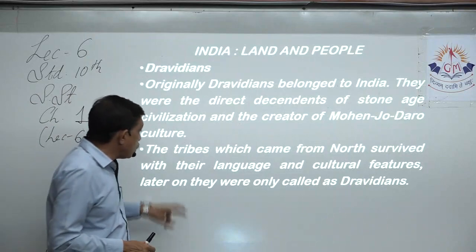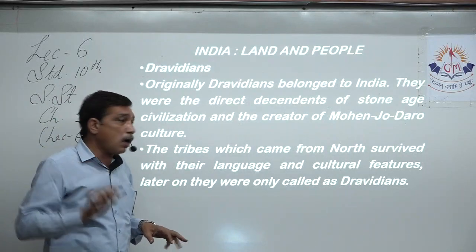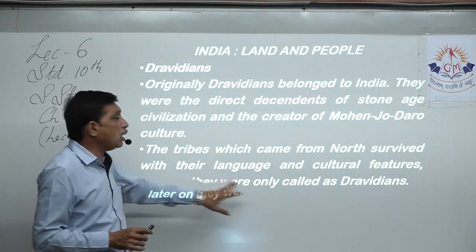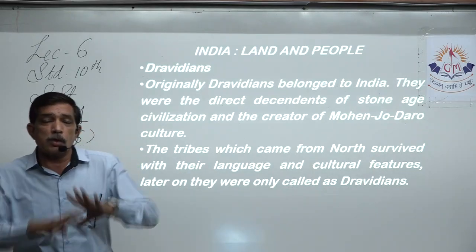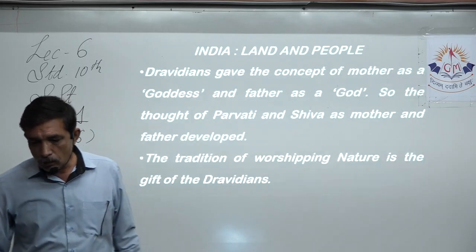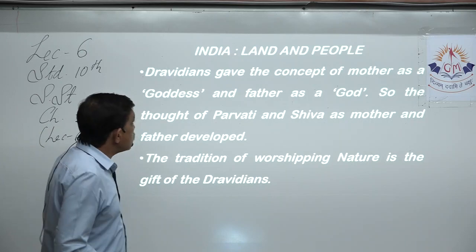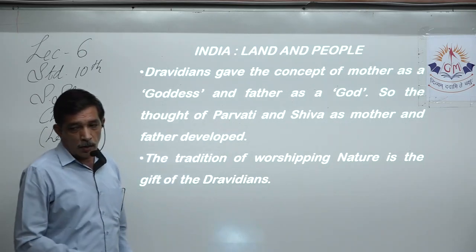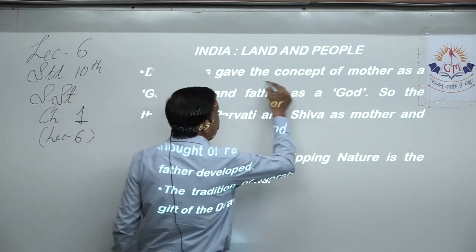So the tribes which came from the north survived with their language and cultural features. Later on, they were known only as Dravidians. Whole of that we put in a single group, that is Dravidians. Next, Dravidians gave the concept of mother as goddess and father as god. Now, a very important word is concept.